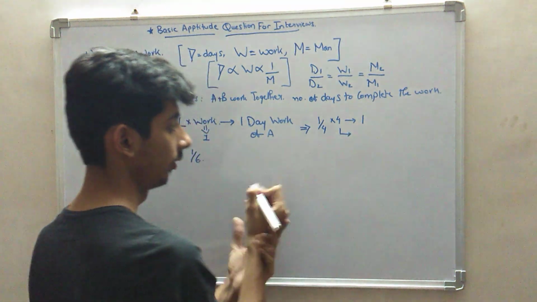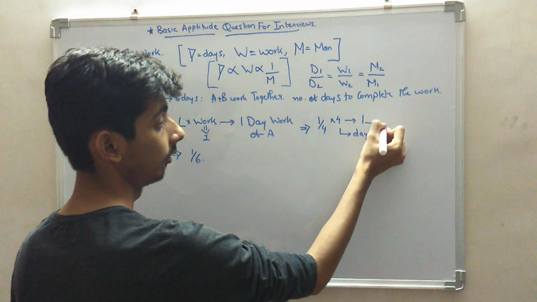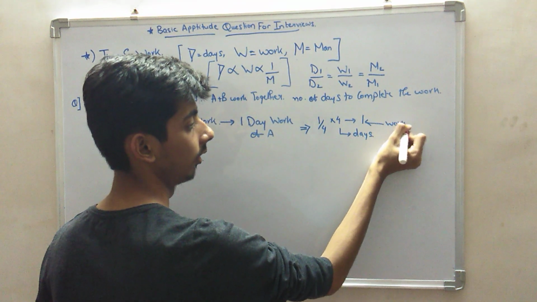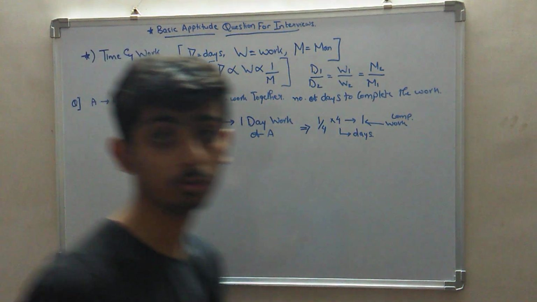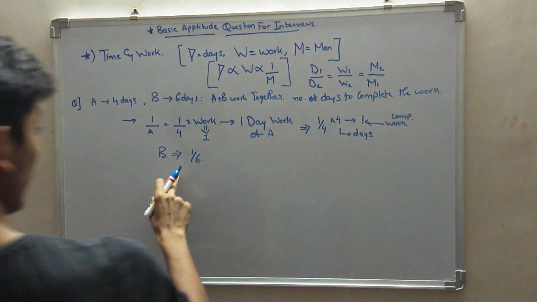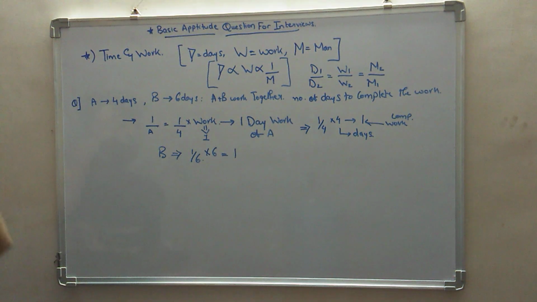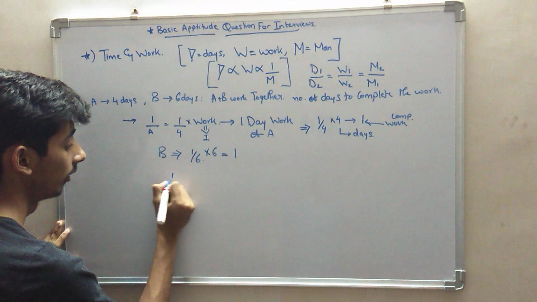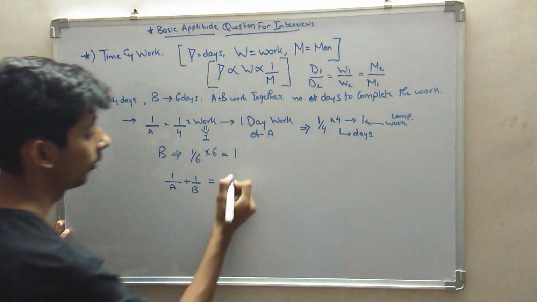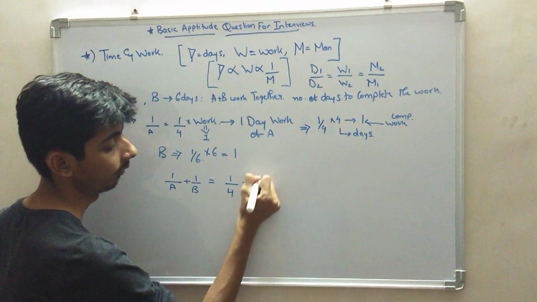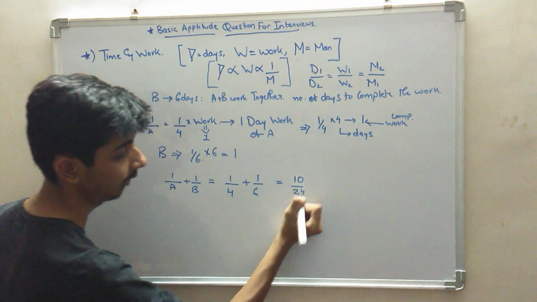That is, when we multiply 1 upon 4 by 4, we get 1, that is, 4 days to complete the work. This is basics, so you must know how this is solved. Similarly for B, 1 upon 6 into 6 is equal to 1. Now when A and B work together, that is 1 upon A plus 1 upon B, that is equal to 1 by 4 plus 1 by 6, which is equal to 10 upon 24.